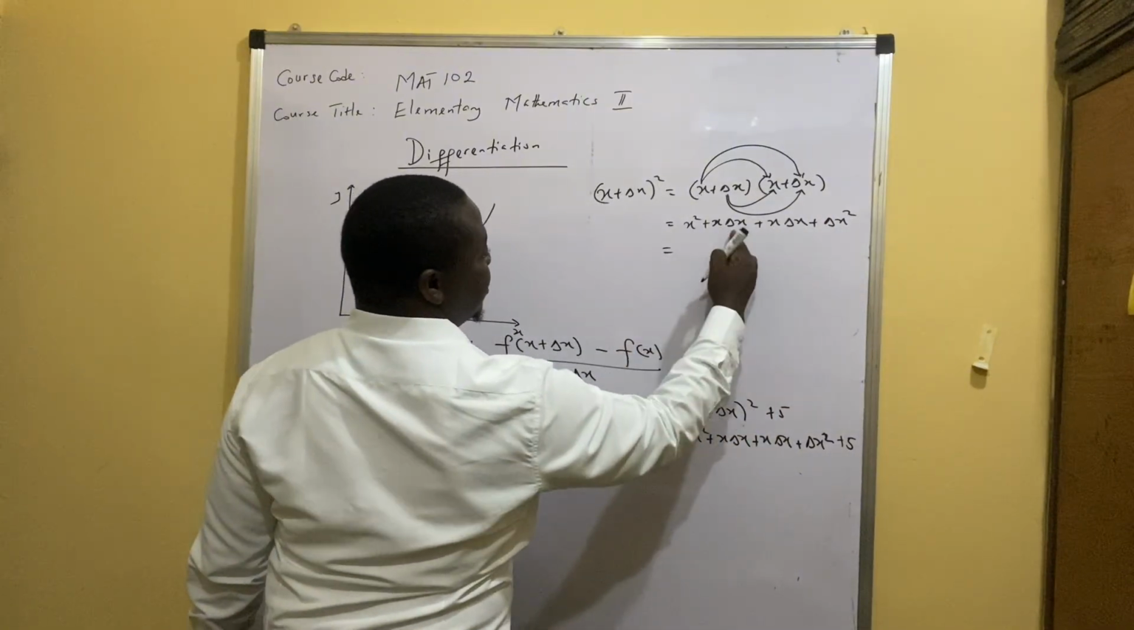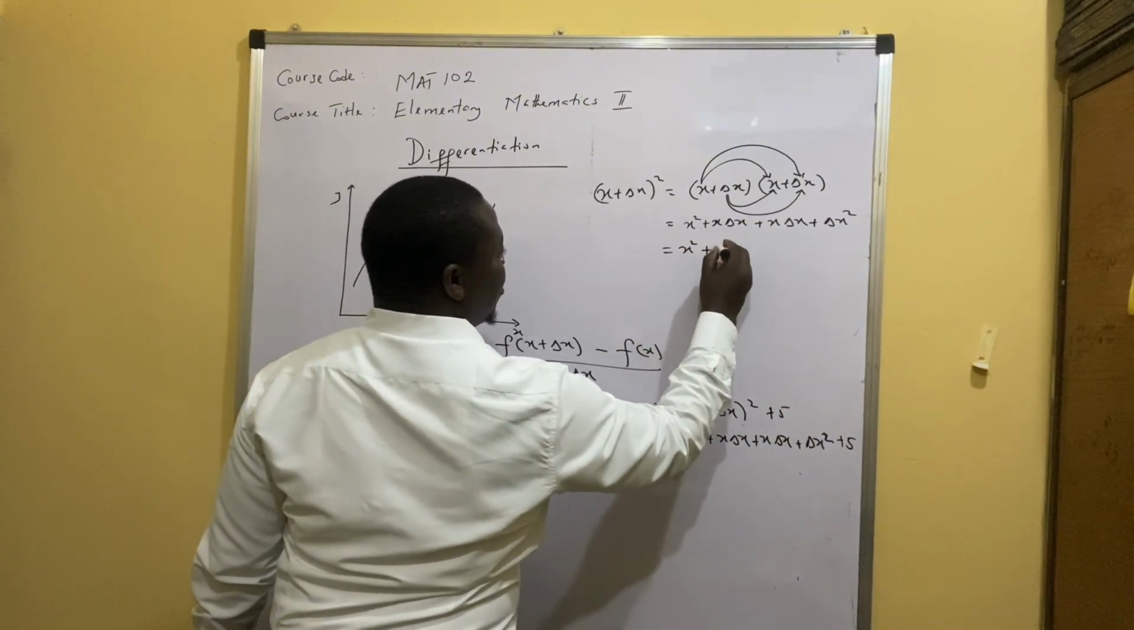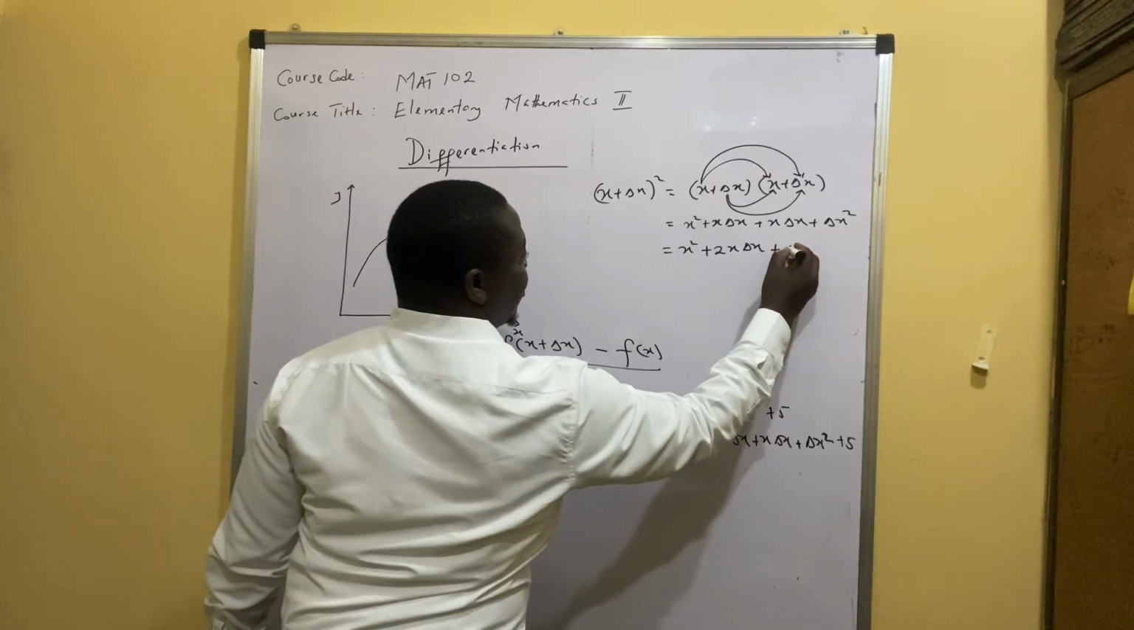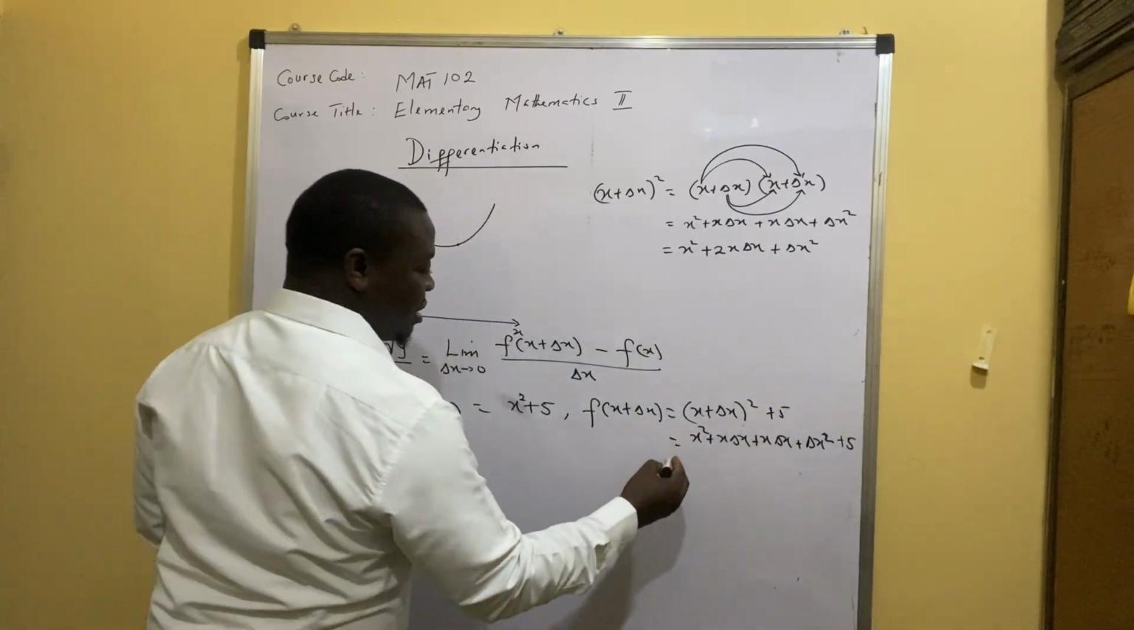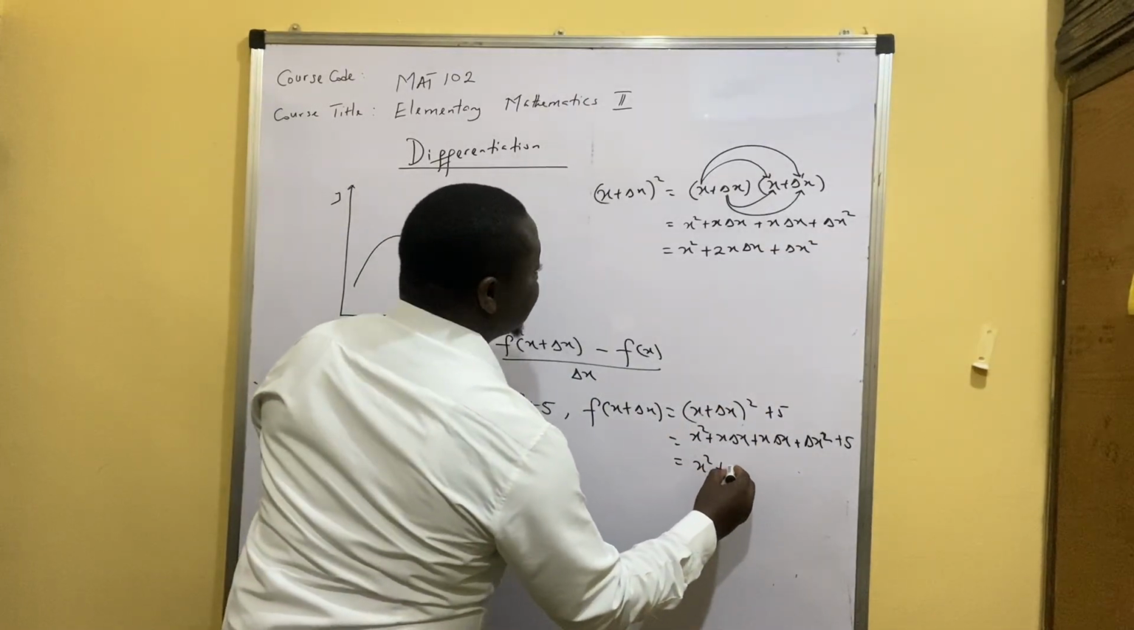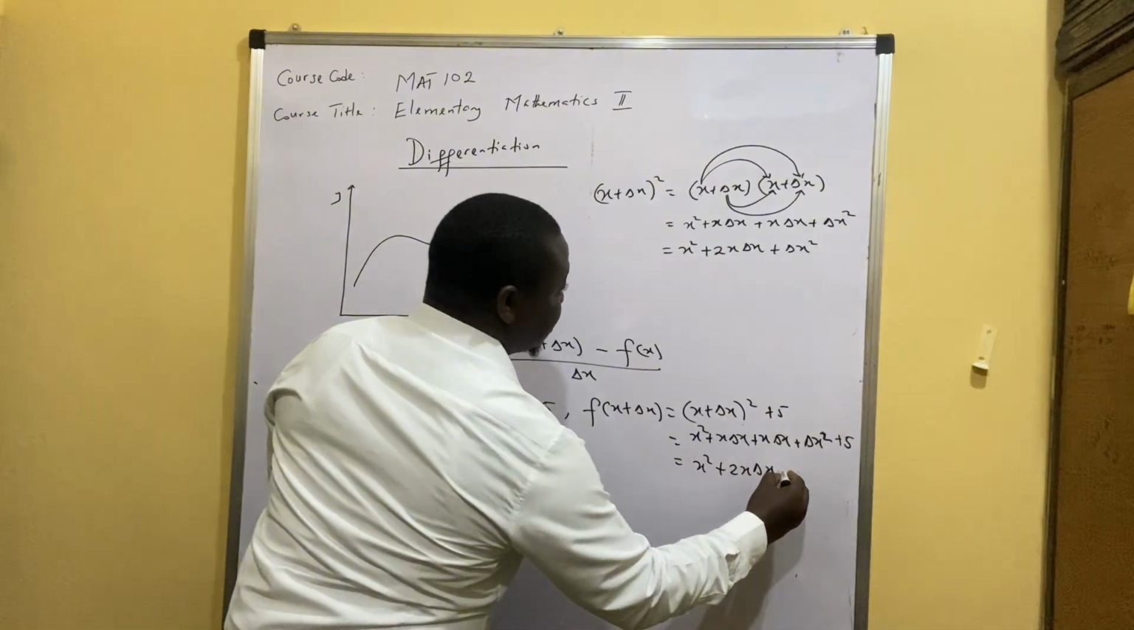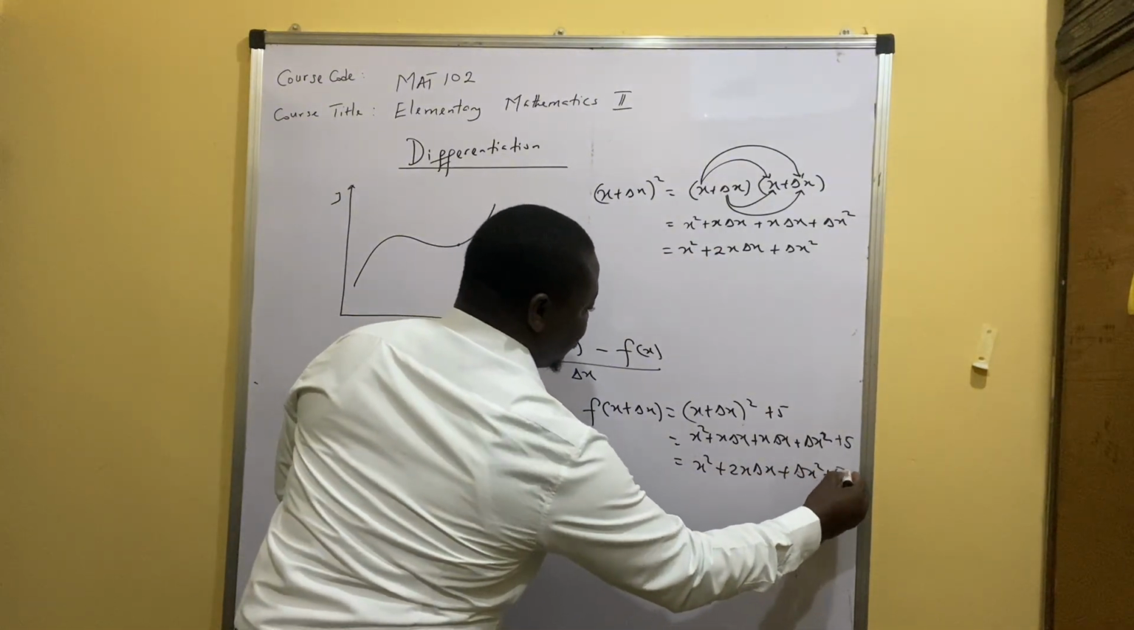So if we collect like terms, these are like terms, so we have x squared plus 2x change in x plus change in x squared. So we can replace this. So this will become x squared plus 2x change in x plus change in x squared plus 5.